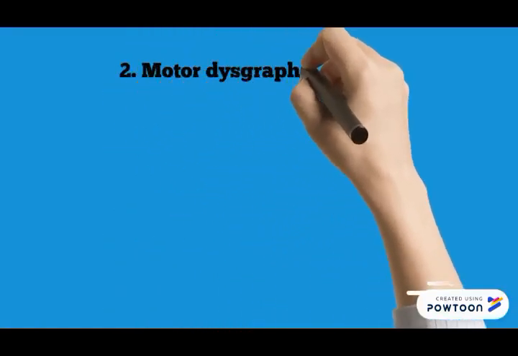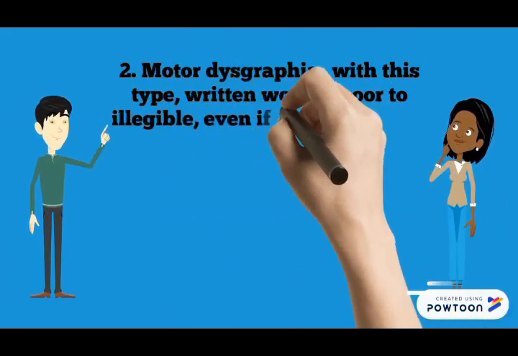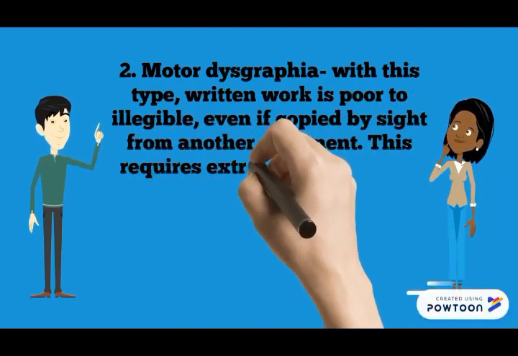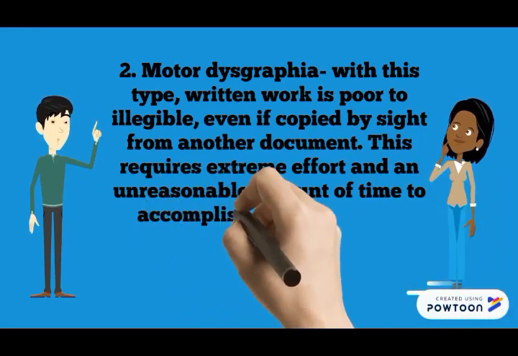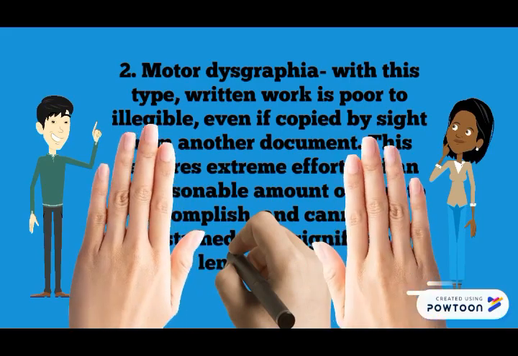Number 2. Motor dysgraphia. With this type, written work is poor to illegible, even if copied by sight from another document. This requires extreme effort and an unreasonable amount of time to accomplish and cannot be sustained for a significant length of time.